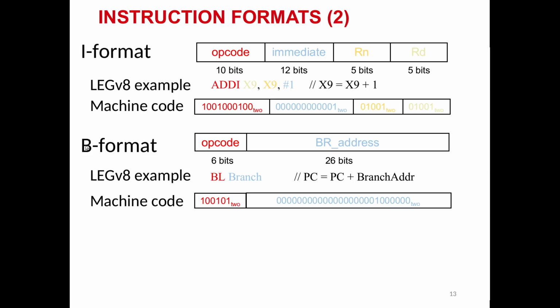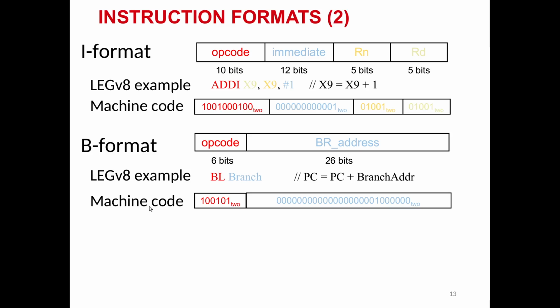And then we have the B format, or branch format. This format has only 6 bits of opcode, and the remaining 26 bits are the branch address. An example in LEGv8 is B, branch, which means that the value in PC will be replaced by itself plus the branch address, which is the offset from the current value of PC.